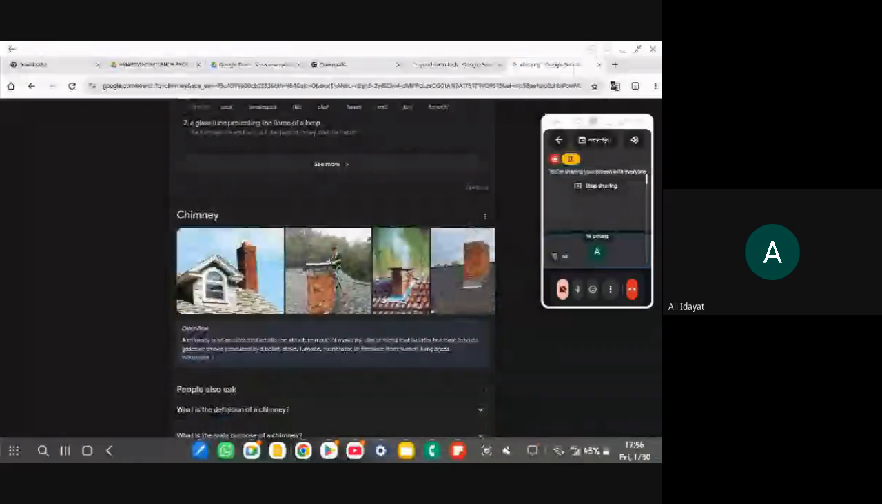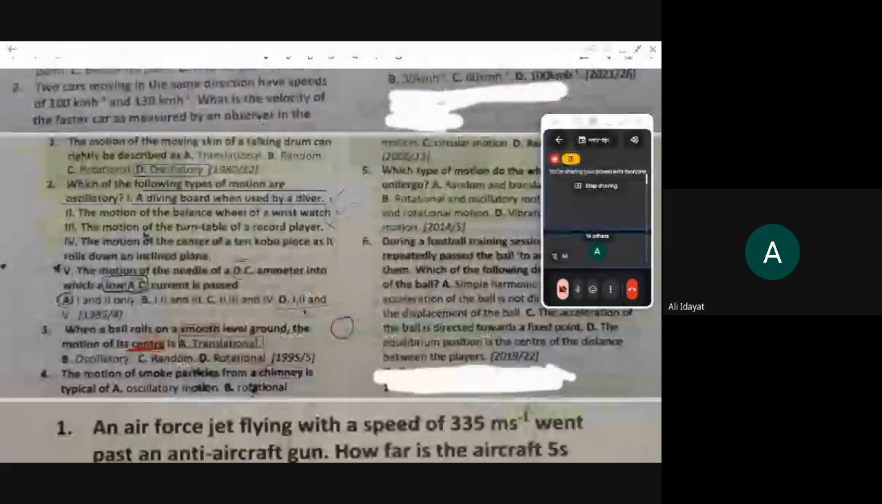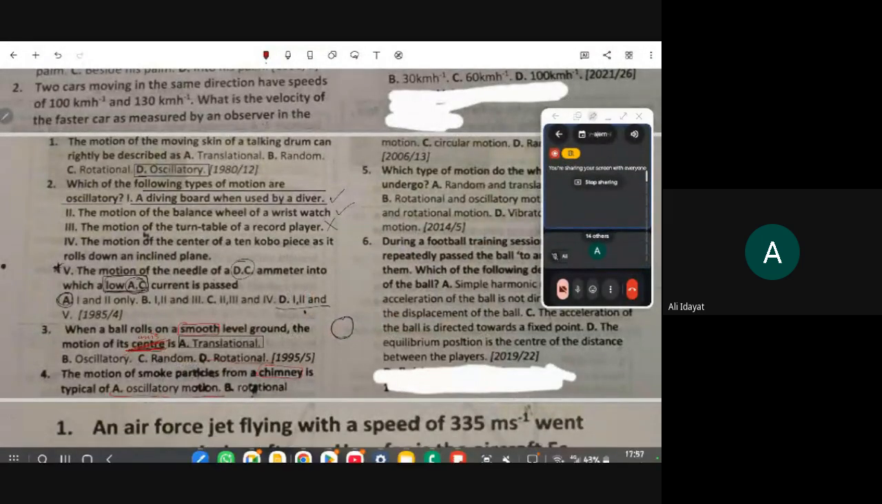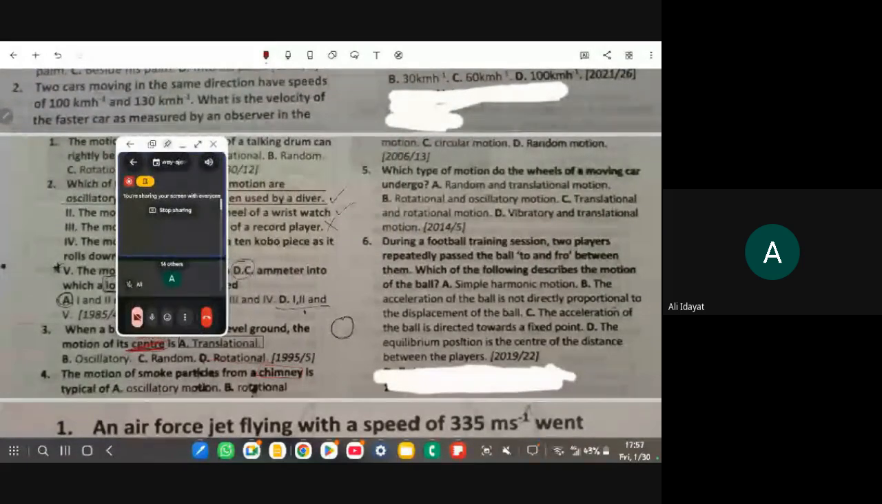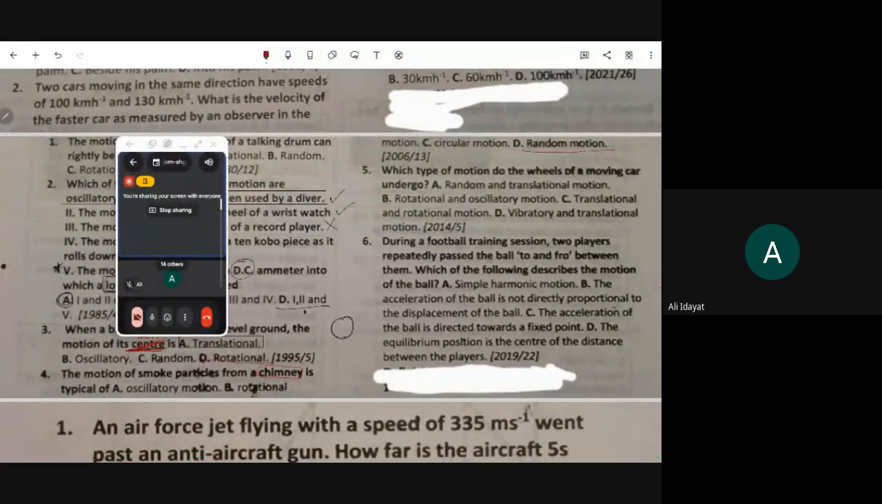So that smoke that is coming out of it, what is the motion of that smoke? Oscillatory. That one is very straight, very simple. Oscillatory. Sorry, oh. It's random, oh. Thank you. I almost picked oscillatory. It's random.